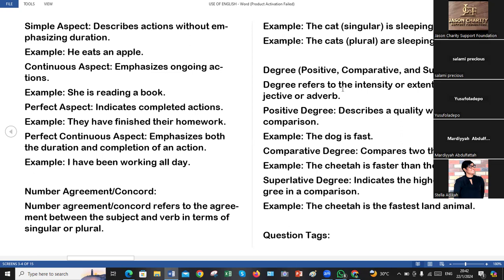The next part we have is degree. Degree refers to the intensity or extent of an adjective.